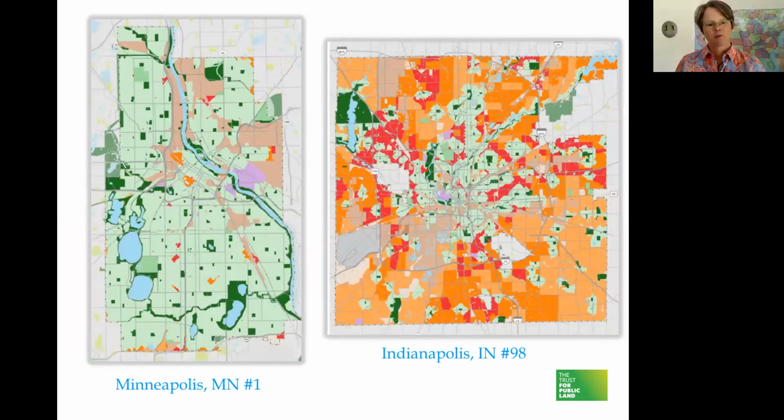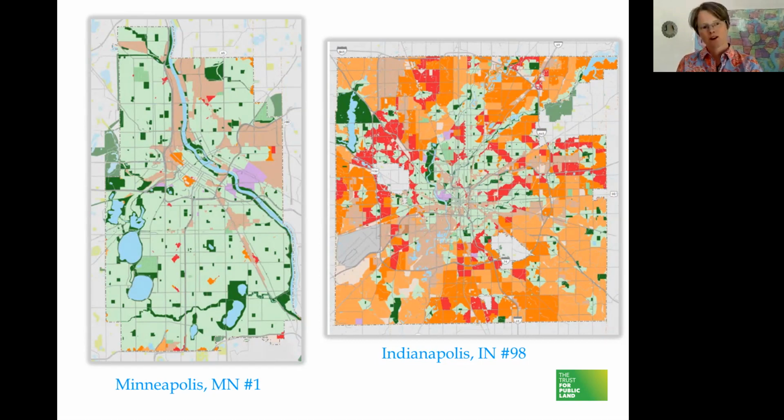And with the release of Park Score, these are 2 maps. Minneapolis, Minnesota ranked #1 this year, and Indianapolis ranked towards the end at number 98. So what you're looking at here is every place you see in that darker green color, those are publicly accessible parks. The light green areas are those 10-minute walkable service areas that are combined. So everything in light green is basically served by a park within a 10-minute walk.